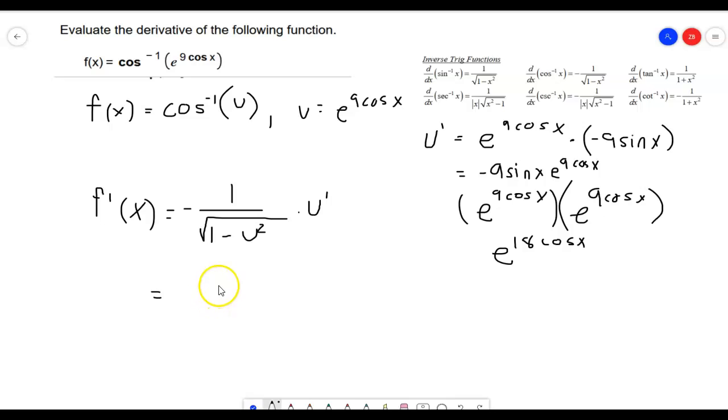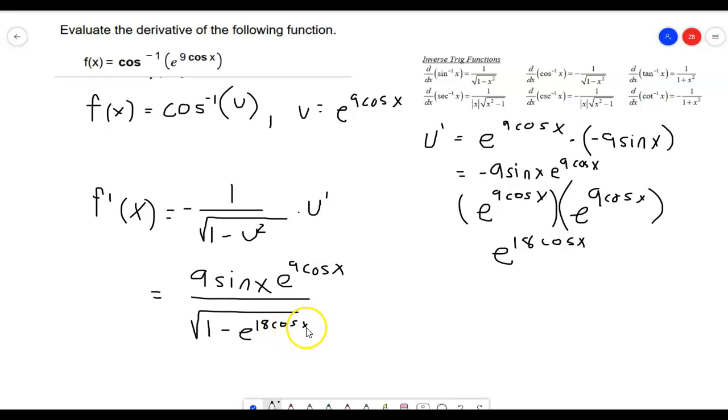So substituting all of this back in, the negative times the negative up here gives you a positive, so we are going to end up having what? 9 sine x, this is from this part up here, e to the 9 cosine x, all over the square root of 1 minus that u squared, which we said was e to the 18 cosine of x. So that's that times that.